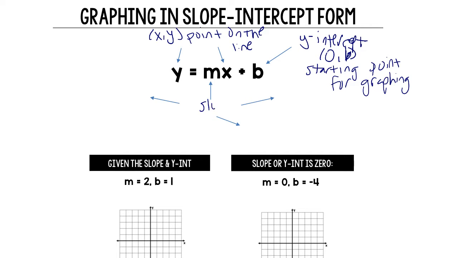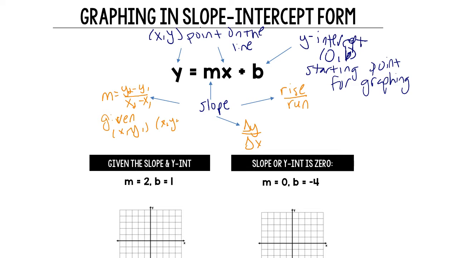m is our slope. It is always slope. We can also remember that m is rise over run. It is the change in y over the change in x, or it is m equals y2 minus y1 over x2 minus x1 when we're given x1, y1, x2, y2. So y equals mx plus b is very short and sweet, but it tells us so much about what we need to know to graph our line.